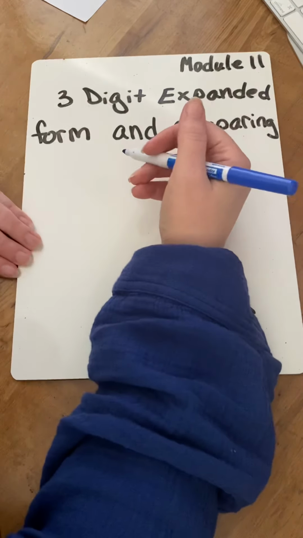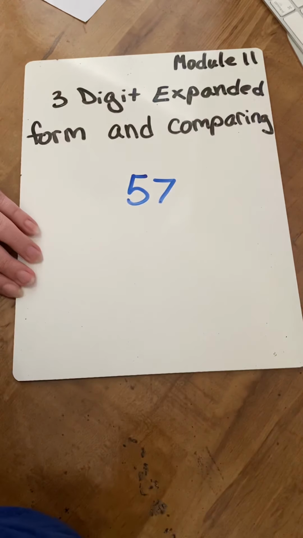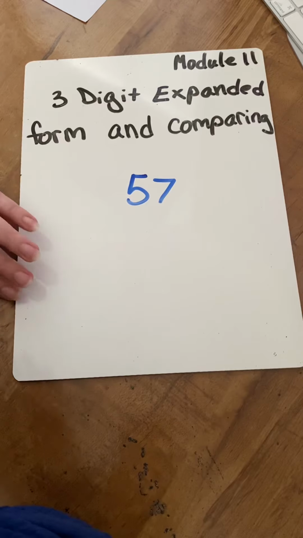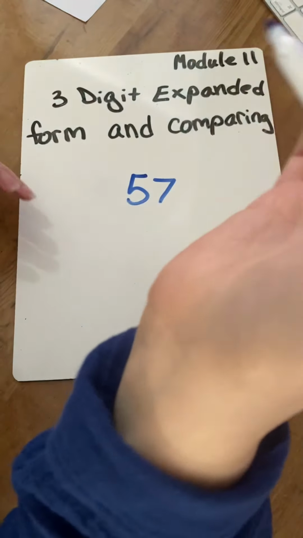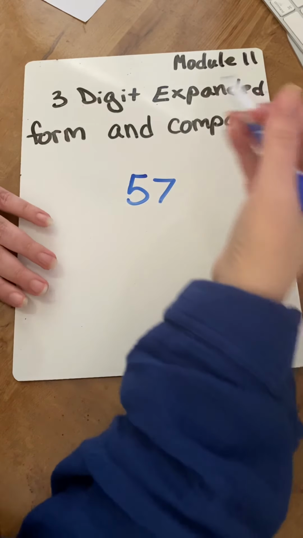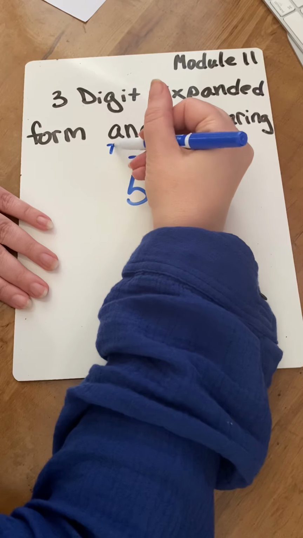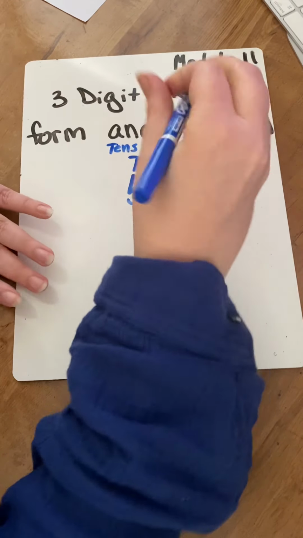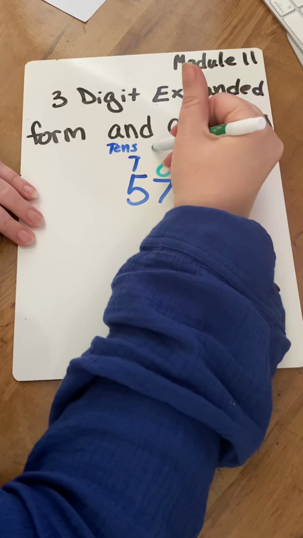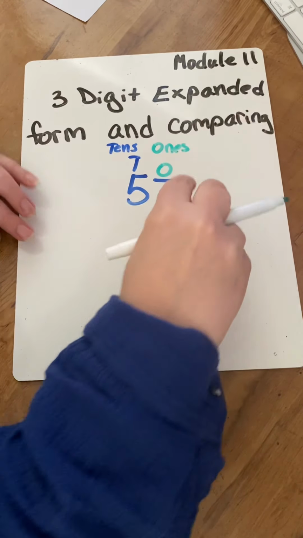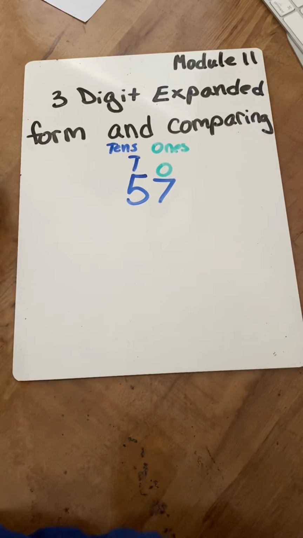So I want you to go ahead and write down the number 57. Now friends, we have been writing our T and O on top of our numbers. What does that mean? What is T and O? Well, T, remember, stands for tens. And O stands for ones. So this is my tens place and this is my ones place.